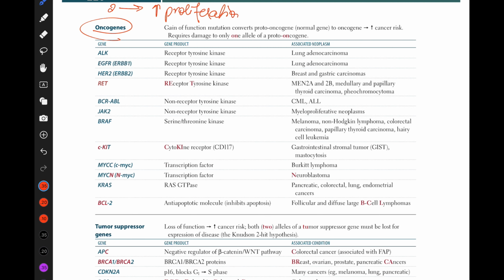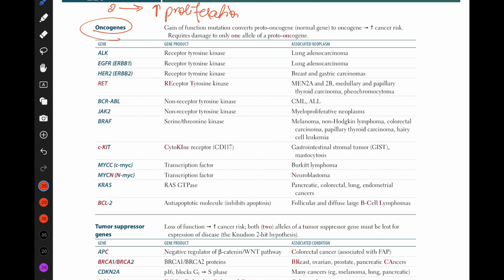And it requires damage to only one allele of the proto-oncogene. Actually, every gene has two alleles. If you need a mutation or oncogenic effect, then if one allele is affected, you will get the effect. But in a tumor suppressor gene, both alleles should be affected by the mutation, then you will get the effect of tumor suppressor gene loss. For the oncogenes, it is a property that one allele of the proto-oncogene should be dominant to get the oncogenic effect.